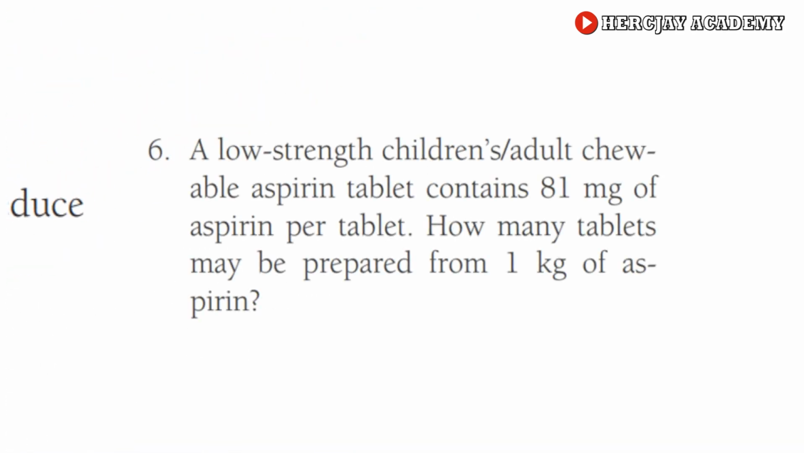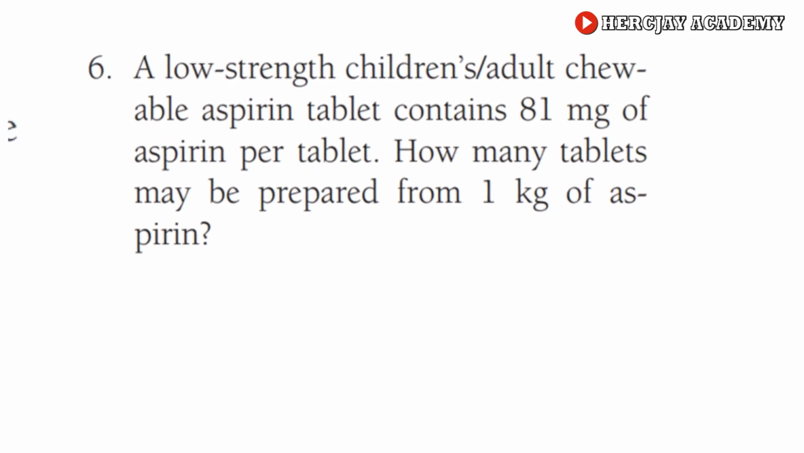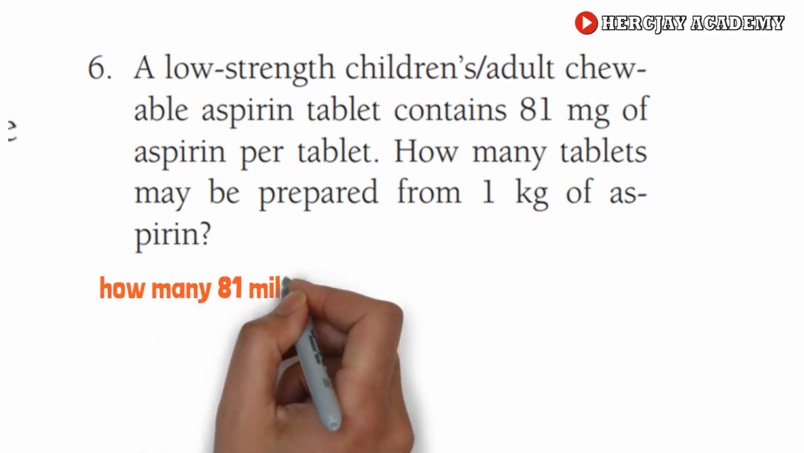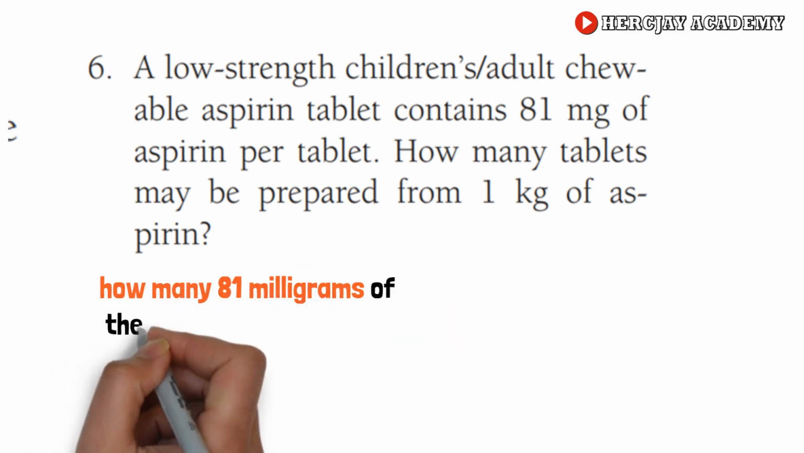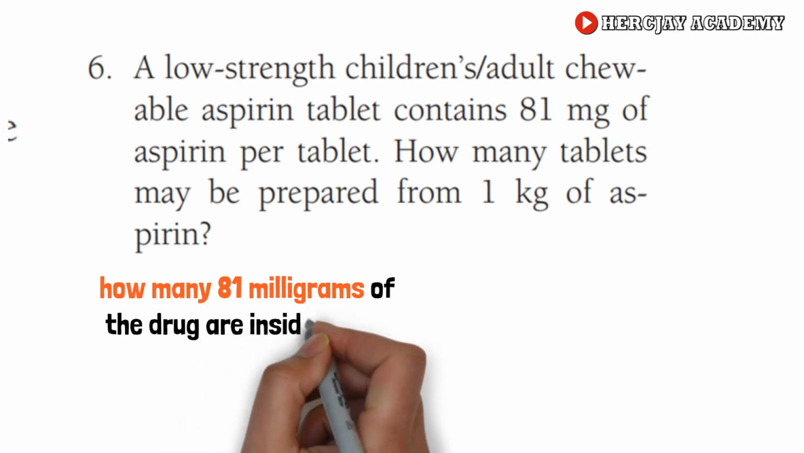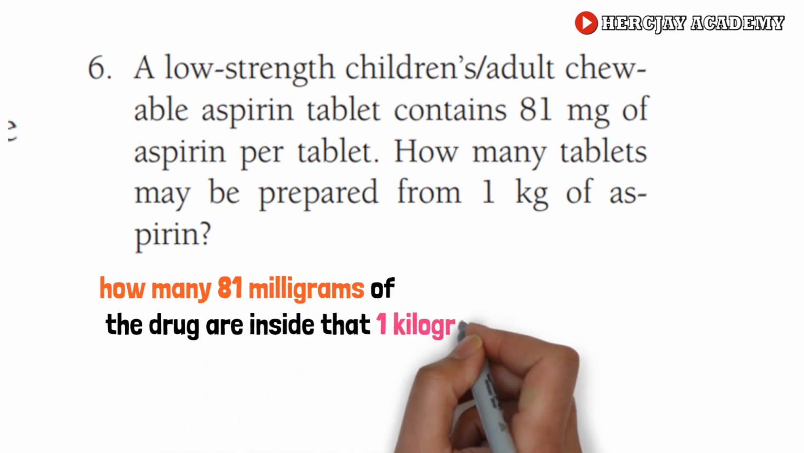Let us proceed to the next question on our list, question 6. A low-strength children's/adults chewable aspirin tablet contains 81 mg of aspirin per tablet. How many tablets may be prepared from 1 kg of aspirin? From the question, 1 tablet is equal to 81 mg. Therefore, to know how many tablets can be prepared from 1 kg, we simply need to find out how many 81 mg of the drug are inside that 1 kg.